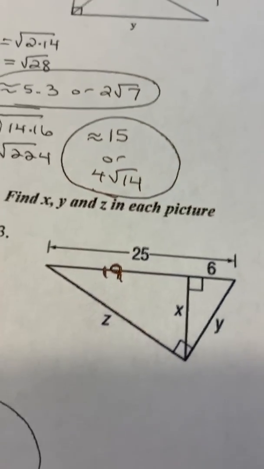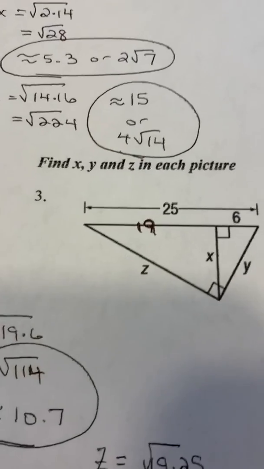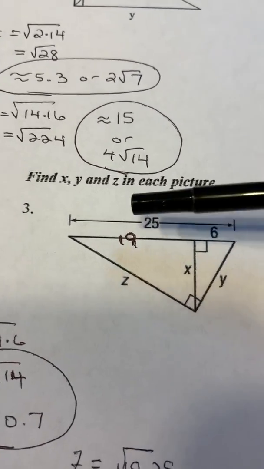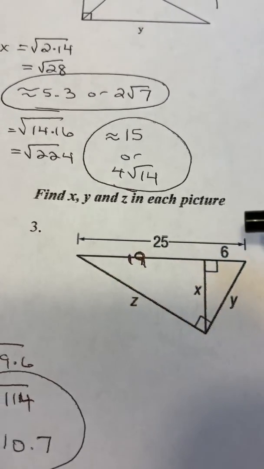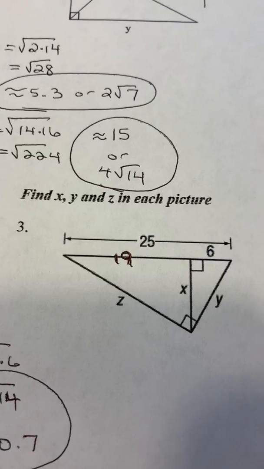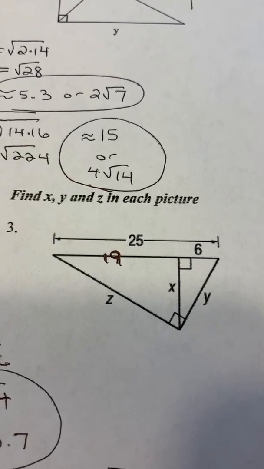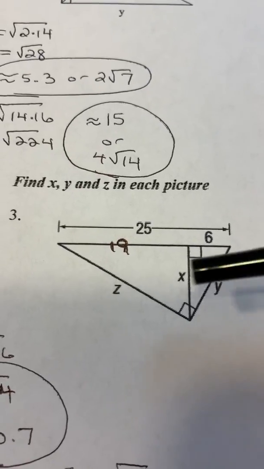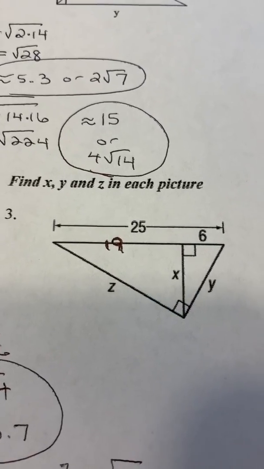Moving down into example 3. If you notice, I have a number written into the problem here that was not there previously. How did I find it? Well, what's 25 minus 6? 19. So you have another part of the picture that wasn't previously provided, which you will probably need, because if you notice, now you have x, y, and z to find.